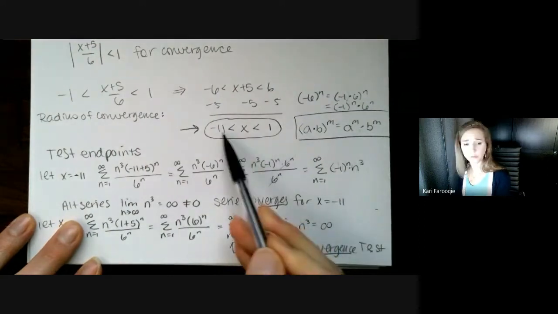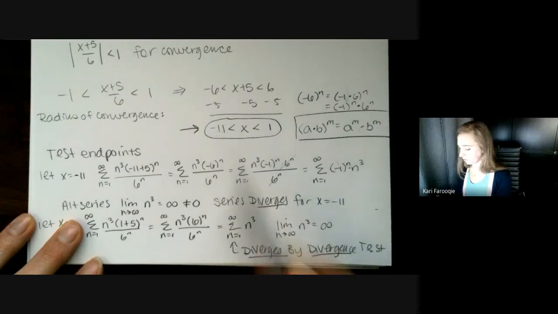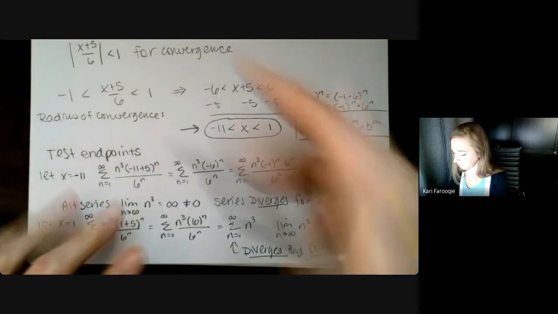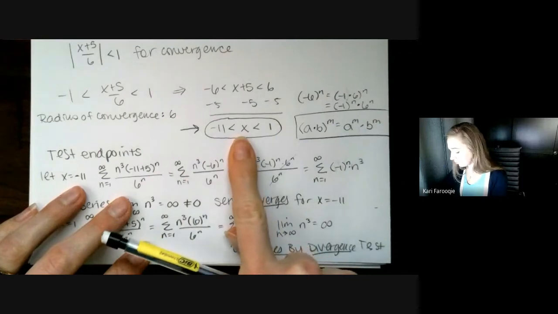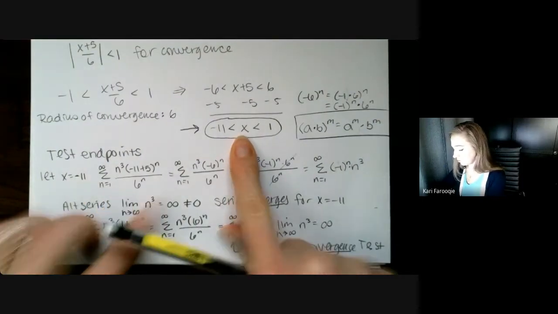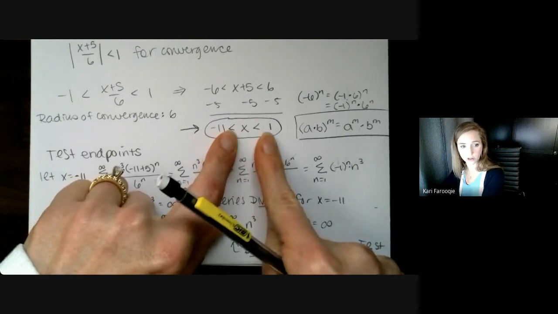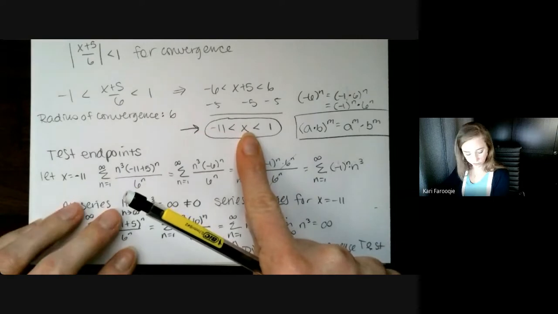Well, note that from -11 to 1, you're actually covering 12 units. The radius is half of that. The radius is 6, but you'll also see that here. So the radius of convergence is 6. Starting from the center, which would be -5, you're going 6 to the left to get to -11, and then 6 to the right to get to 1. So your radius of convergence is 6.